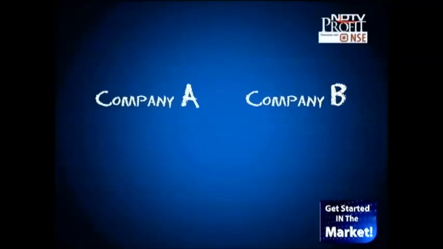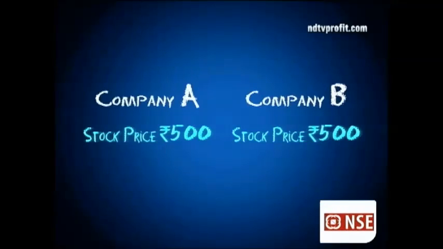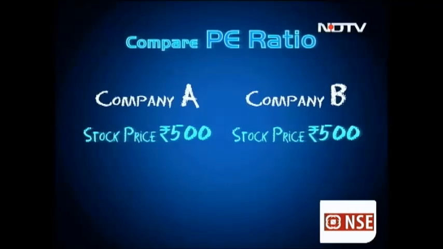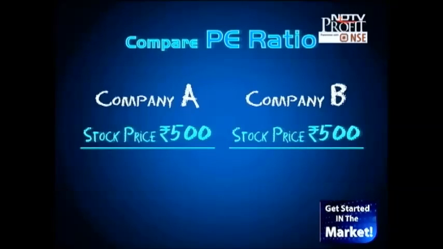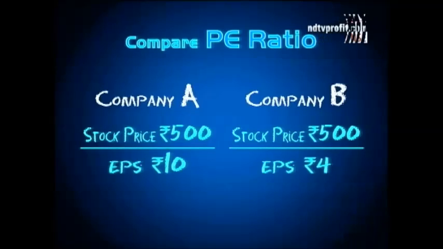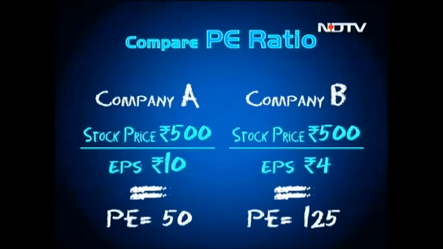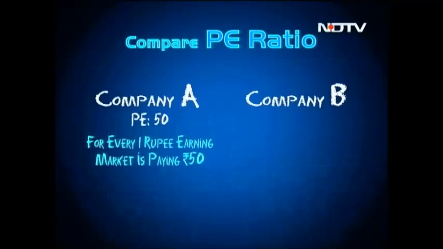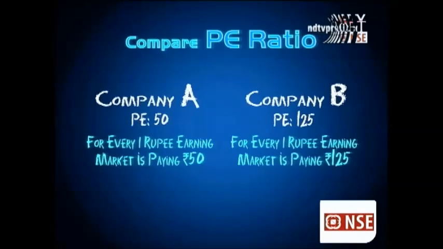So let's take our previous example forward. Suppose that the stock price of both company A and B is 500 rupees and we need to compare the PE ratio of these companies. This is what we would do. We will divide the current price, that is 500 rupees, with their respective EPS. We get the PE for company A as 50 and company B as 125, which basically means that for every 1 rupee of earnings, the market is paying 50 rupees, and for every 1 rupee of company B's earnings, the market is paying 125 rupees.